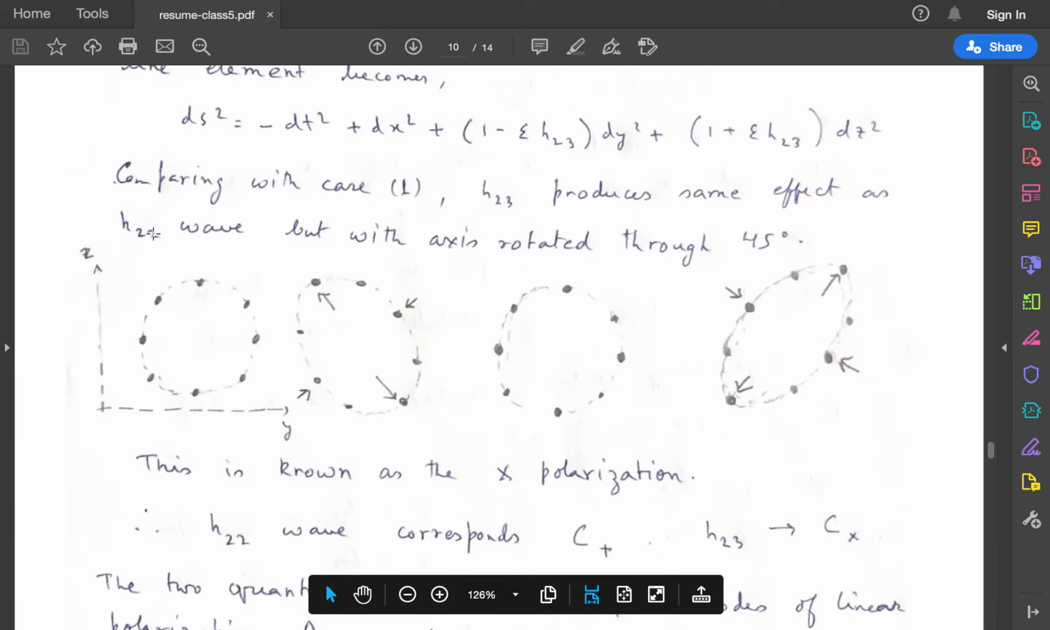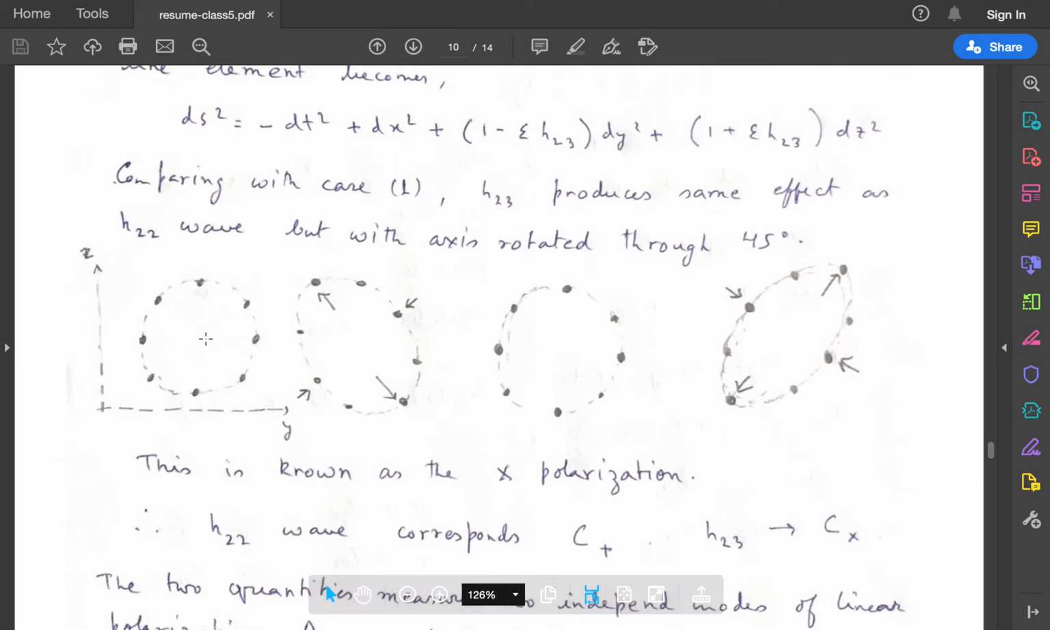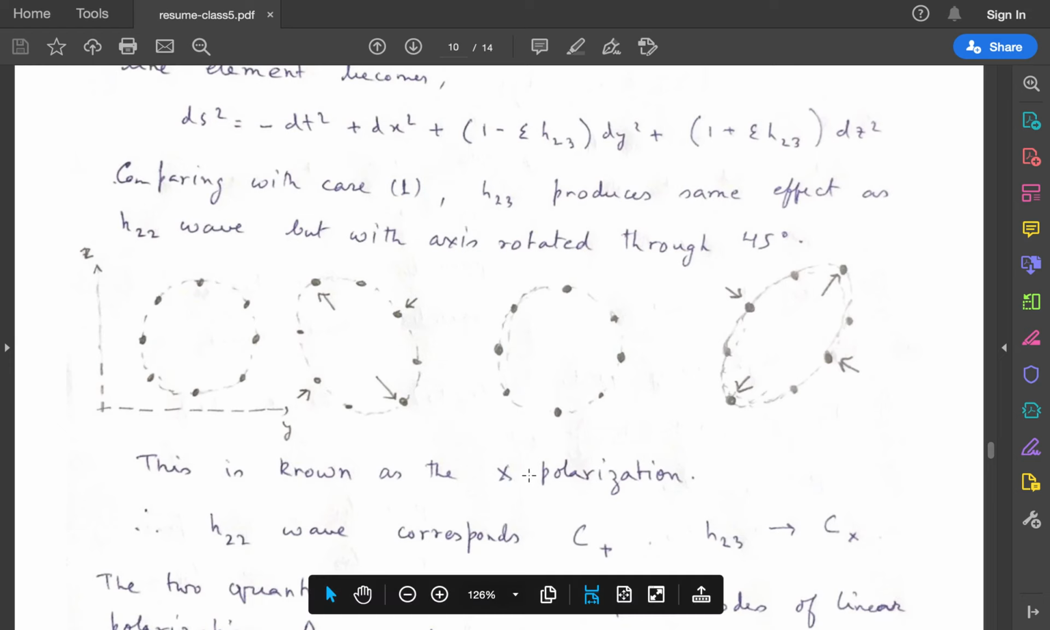This is the particles in a circle when there is no wave. Once the wave comes and hits this, if h22 is greater than 0, everything will be the same, but at an angle of 45 degrees. So this is like a pulsating ellipse, but pulsating like a cross, an X, pulsating in this and this way. This type of pulsation or polarization of the wave is known as cross polarization.